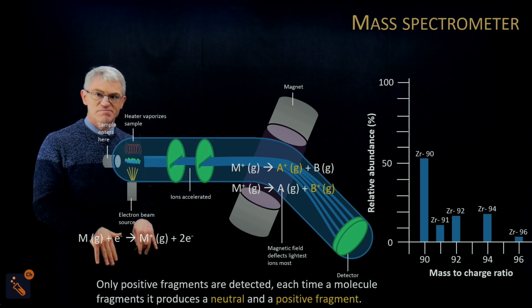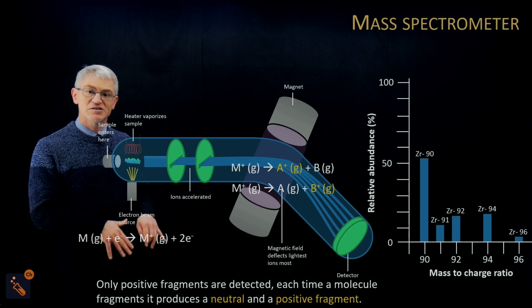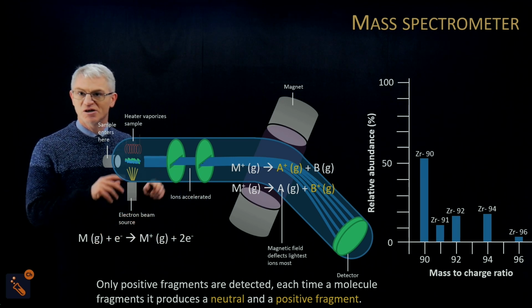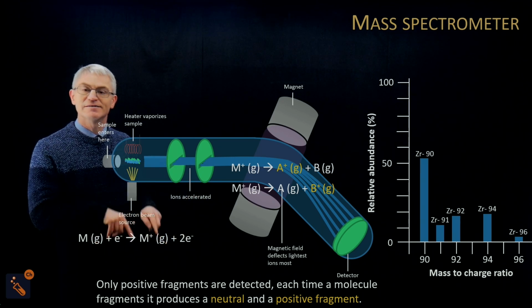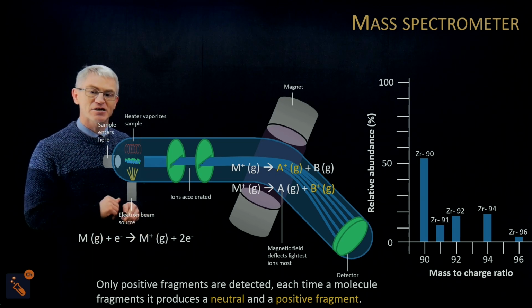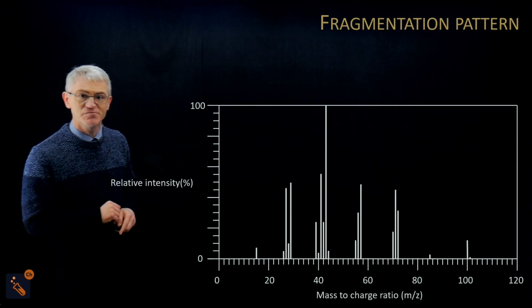So remember, only positive fragments are detected, and each time a molecule fragments, it produces a neutral and a positive fragment, but only the positive fragment is detected. Okay, so let's have a look at a mass spectrum. Okay, so here's a mass spectrum.